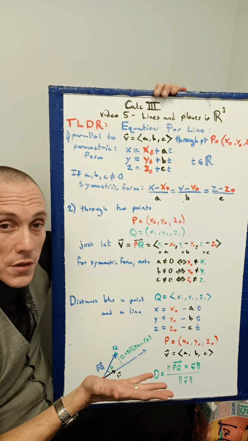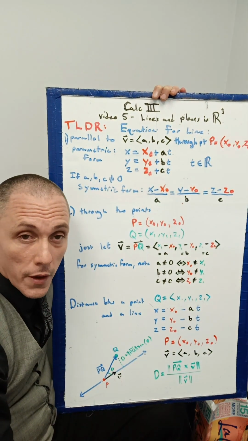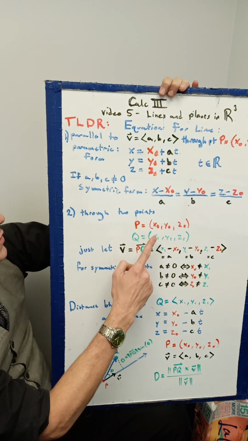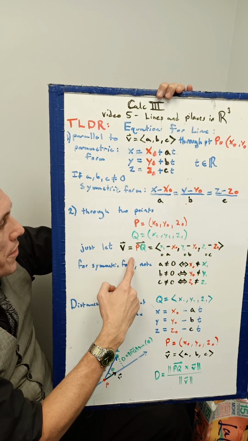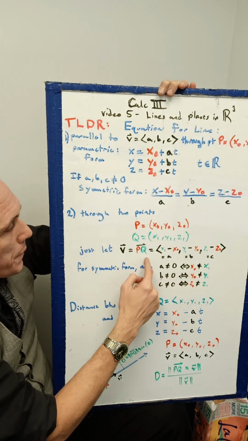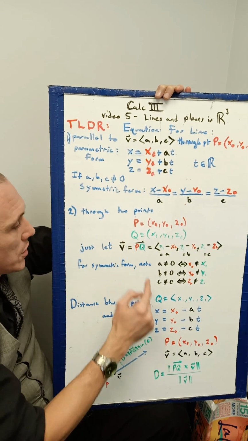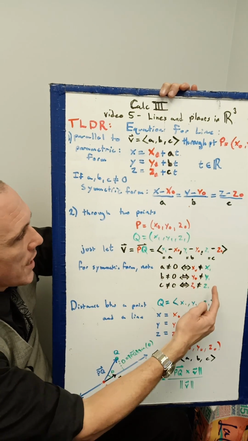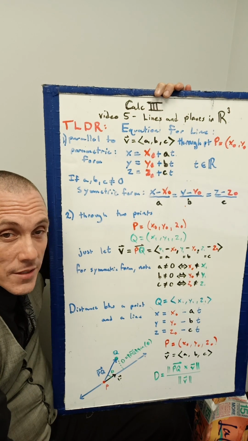In the same way that in R2, 2 points determine a line, that's also true in R3. So given 2 points, we could define a line. Let's just let the vector directed along their displacement be equal to v, and then you just proceed as you did before. Notice that the condition that A, B, or C is not zero is the same as saying that the starting and ending coordinates are distinct.